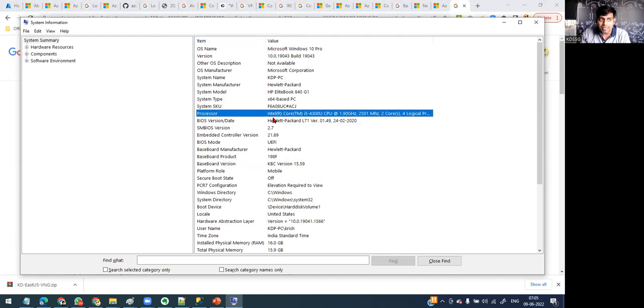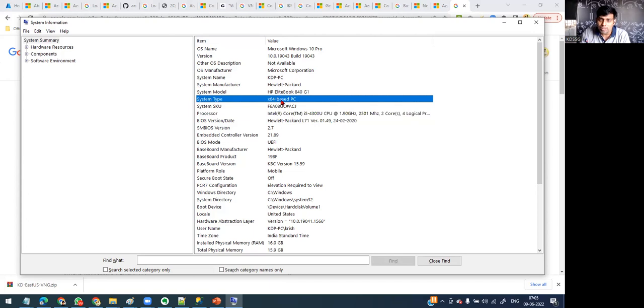Can you run this command, sir, and check whether it is a 32-bit system or a 64-bit system? 64-bit system. Okay, so it is 64. I thought it is 32. So everyone, if you go to MS Info 32, you can check in your PC whether it is 32-bit or 64-bit.